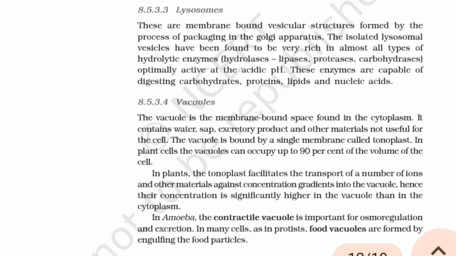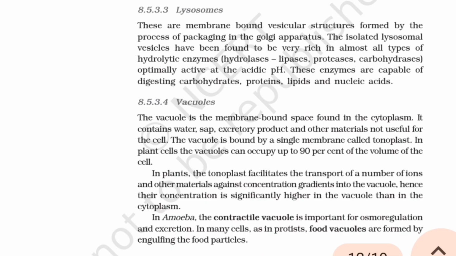Vacuoles. The vacuole is the membrane-bound space found in the cytoplasm. It contains water, sap, excretory products, and other materials not useful for the cell. The vacuole is bound by a single membrane called the tonoplast. In plant cells, the vacuoles can occupy up to 90% of the volume of the cell. In plants, the tonoplast facilitates the transport of a number of ions and other materials against concentration gradients into the vacuoles. Hence, their concentration is higher in the vacuole than in the cytoplasm.